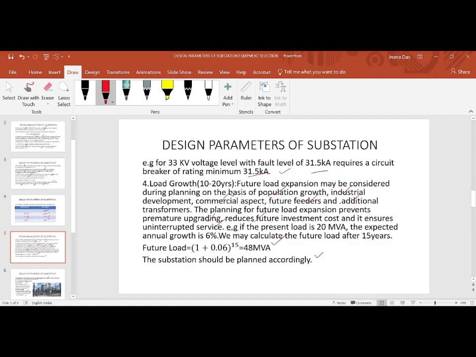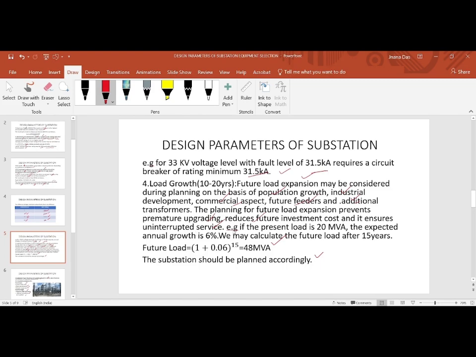The next design parameter is the load growth within the future 10 to 20 years. The future load expansion may be considered during planning on the basis of population growth, industrial development, commercial aspects, future feeders, and additional transformers. Planning for future load expansion prevents premature upgrading, reduces the future investment cost, and ensures uninterrupted service.